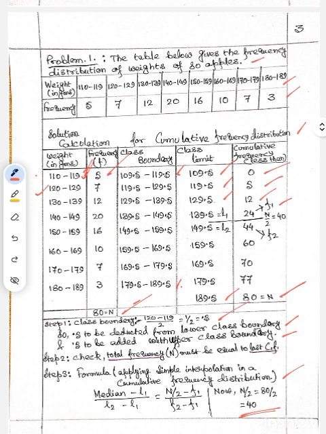So if n by 2 is 40, this n by 2 lies in our cumulative frequency table between 24 and 44, because 40 lies between 24 and 44. And if we continue the line to the class limit column, we also find that L1 is 139.5, L2 is 149.5, F1 is 24 and F2 is 44. So applying these values in our formula, we find the median.